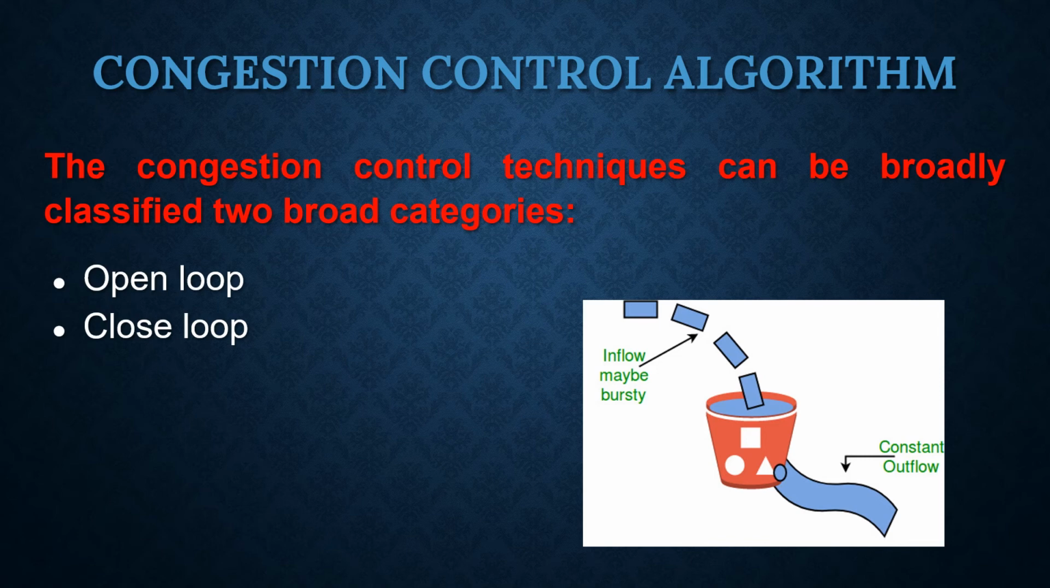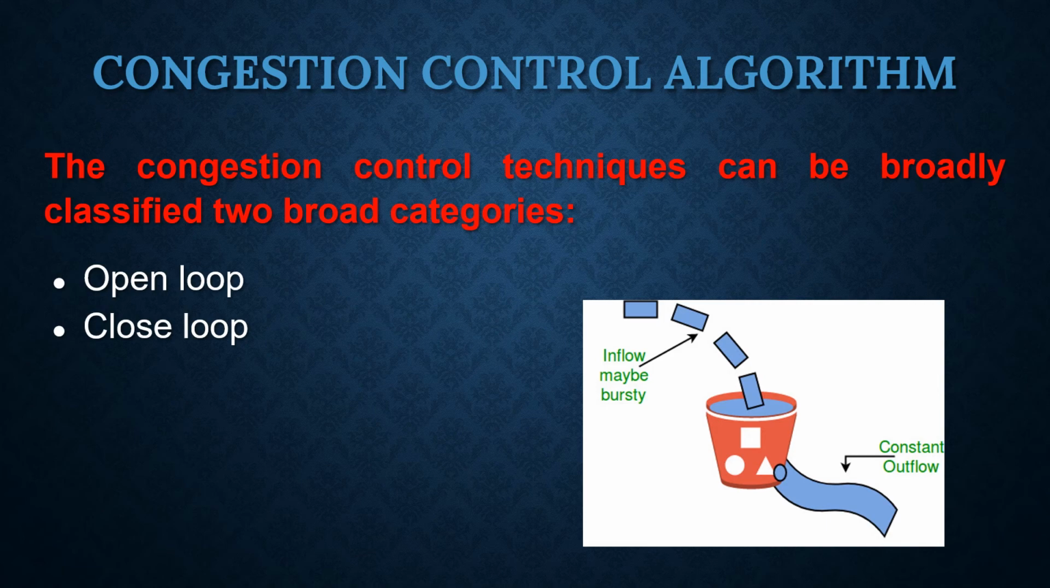The main point here is that they make decisions without taking into consideration the current state of the network. The open loop algorithms are further divided on the basis of whether they act on the source or act upon the destination.